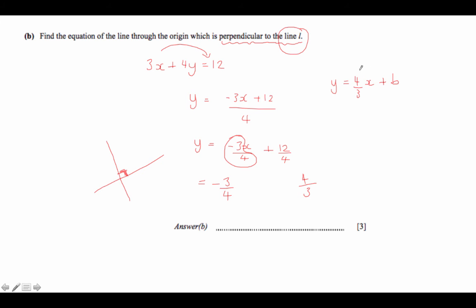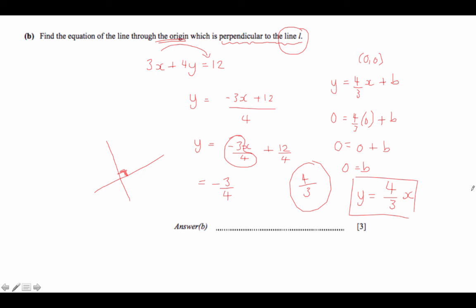Well, we need to substitute a point on the line. Now the only point we know on this line is that it goes through the origin, so it passes through the point (0, 0). So when x is 0 and y equals 0, 4 over 3 times 0 will give me b. Well, 4 over 3 times 0 is just 0, so plus b is just 0. So your equation is going to be y equals 4 over 3, because that's the gradient of the perpendicular, x plus nothing. Just leave it as y equals 4 over 3x.